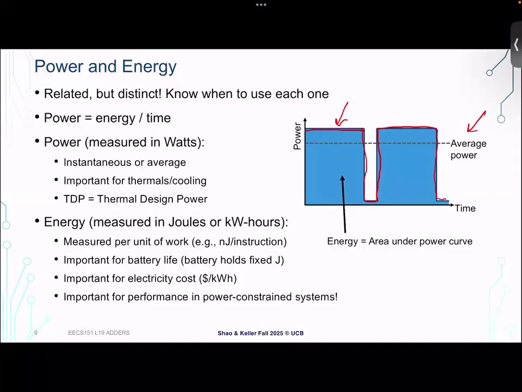Energy is, again, just the integral of power, but we measure it instead per unit of work, not in a steady state over time. So you might talk about joules per something, nanojoules per something. For example, in your RISC-V processor, you could think of each instruction costing a certain number of joules or nanojoules to execute. Energy is super important for battery life, right? Because your battery in your cell phone has a fixed number of joules, or actually it's often measured in kilowatt hours, which is a confusing unit, but just keep in mind that it's a unit of energy.